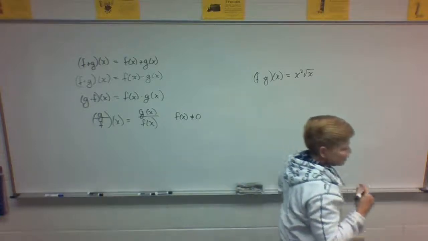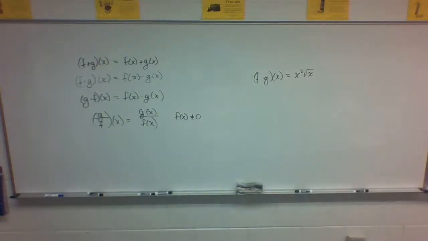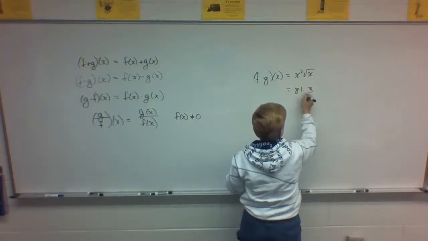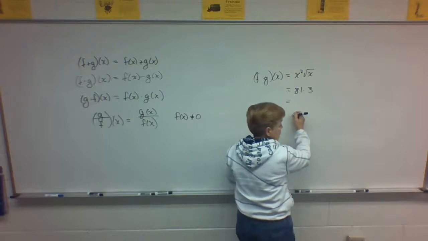And then they want you to evaluate it at, we were supposed to evaluate the last one at negative 2. I assume you could plug that in. I didn't observe that. Supposed to do this at 9. And so what I get is 81 times 3. 243.